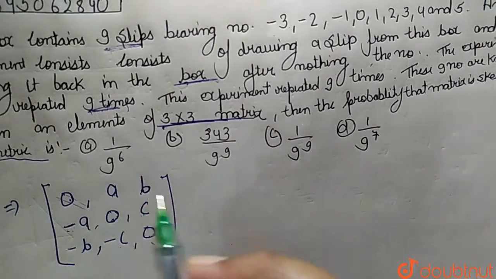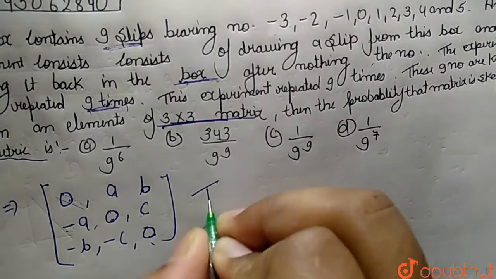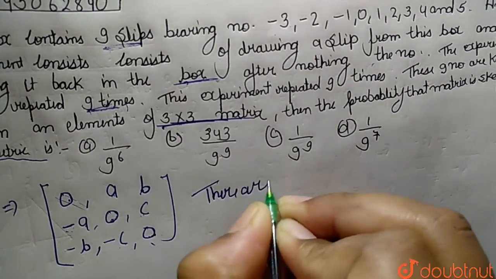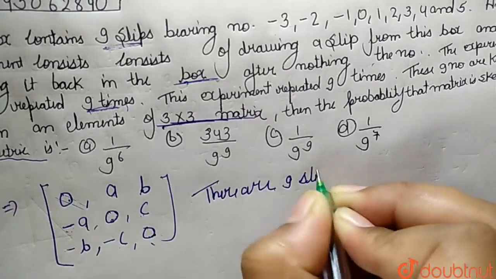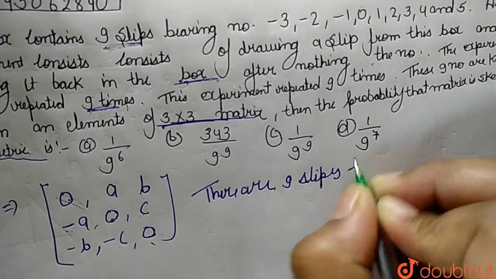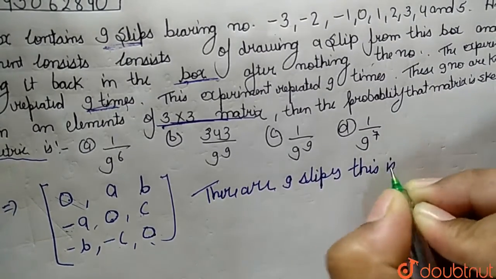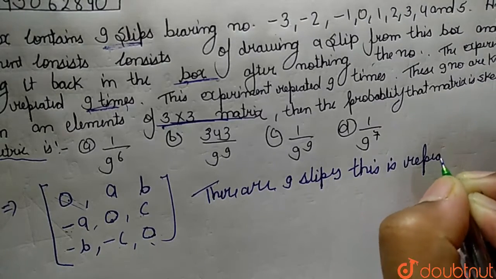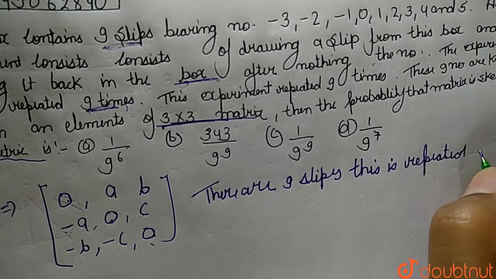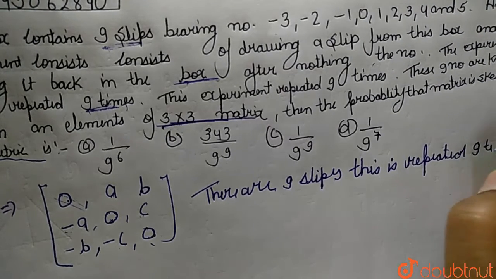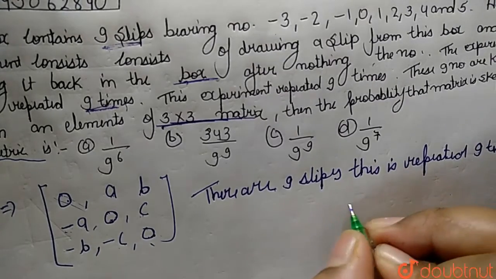So here it is said that there are 9 slips in the box and the experiment is repeated 9 times.